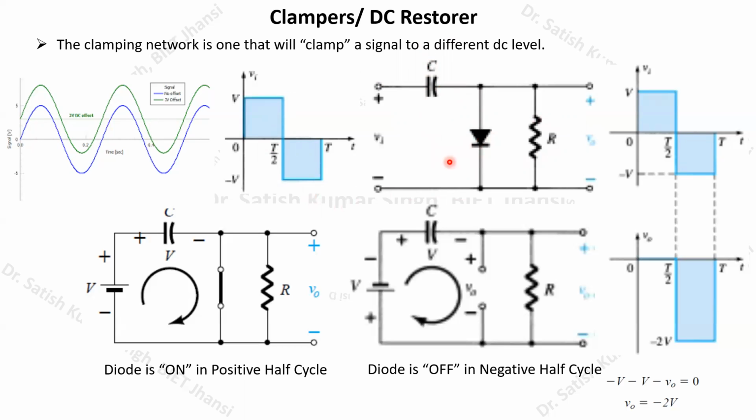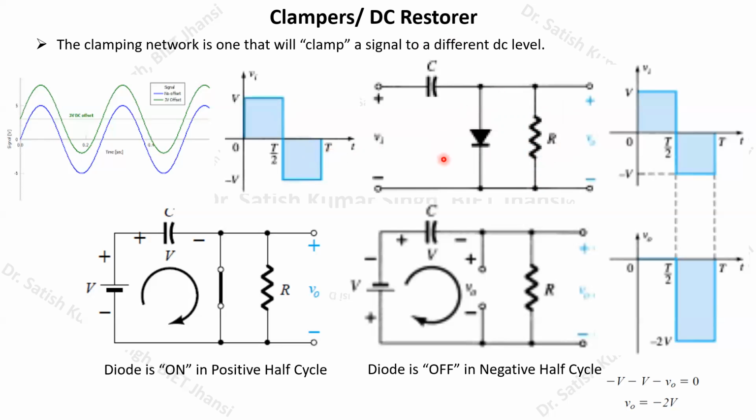So normally in the clamper circuit, this diode is always connected in this particular shunt arm, along with a resistance which will be connected in parallel to the diode. Okay. So first we need to analyze this circuit, how this circuit is actually going to shift the input waveform.